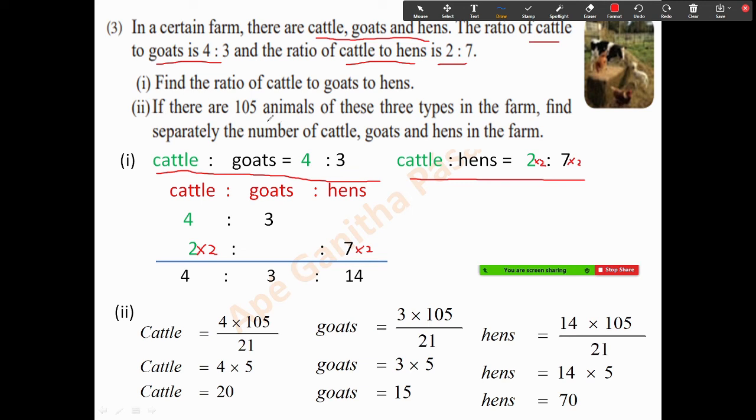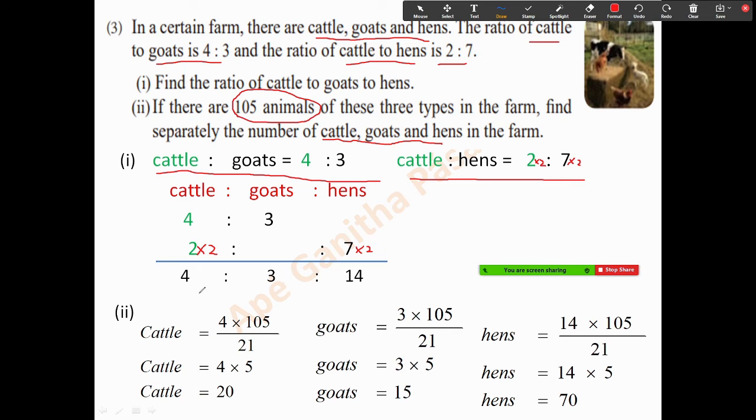Roman number 2. If there are 105 animals of these 3 types, what is the total then? Total number of animals is 105. If there are these 3 types in the farm, find separately the number of cattle, goats and hens. Total is 105.